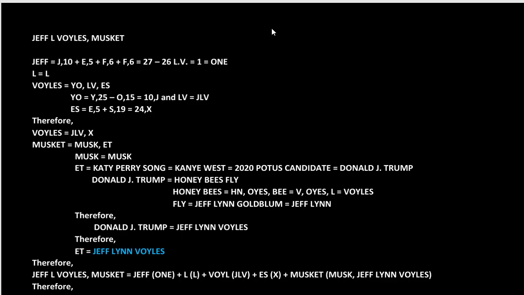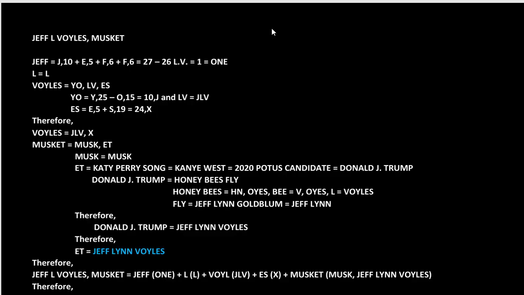Musket, split that into Musk and ET. Musk remains Musk. ET is a Katy Perry song featuring Kanye West. Kanye West was a 2020 President of the United States candidate, as was Donald J. Trump. 2026, a honeybee flew to Donald J. Trump and he caught it in his hand. Therefore, we know from that viral video that honeybees fly to Donald J. Trump.